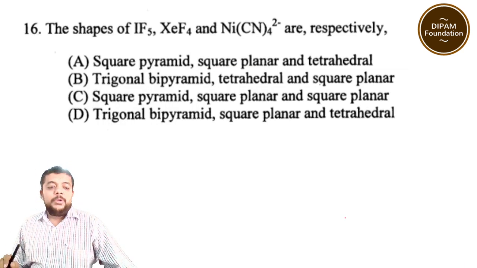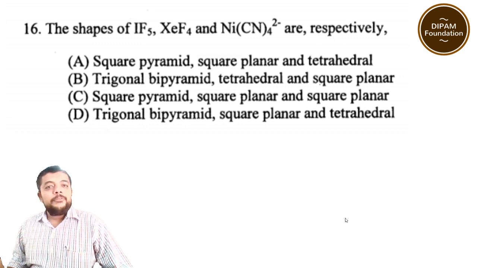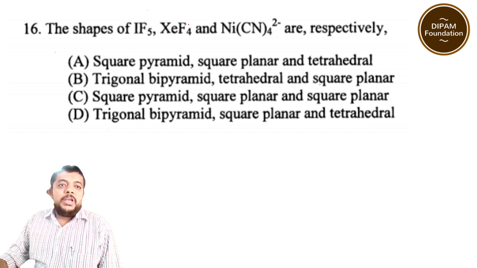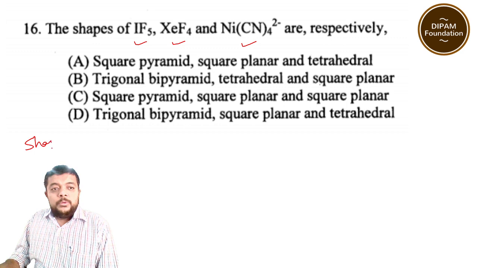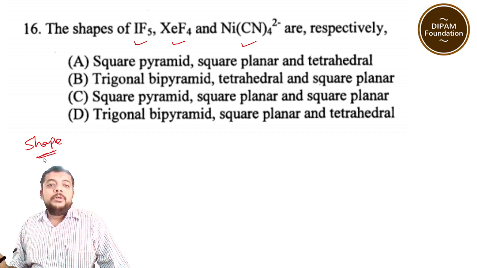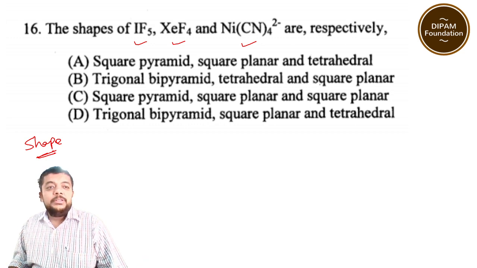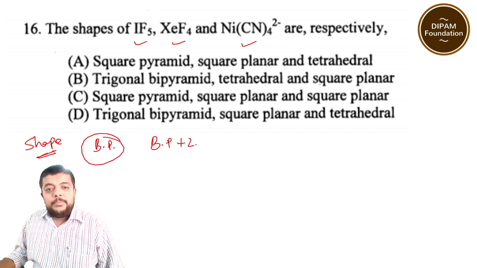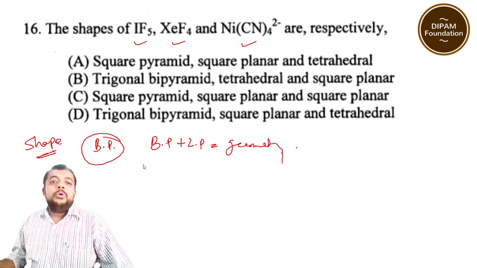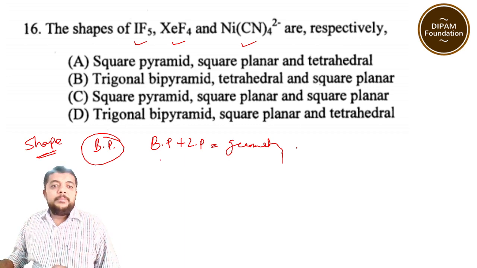Most of the examples that we are going to discuss, or rather which I have included over here, are from the previous year's question paper. The shape of IF5, XeF4 and [Ni(CN)4]2- is asked. If we look into the question very properly, we are supposed to mention the shape, not the geometry. So be very precise that we are supposed to give the answer based on the bond pair alone, because we know very well now that bond pair plus lone pair together will result into geometry, but when it comes to shape, it is the bond pair that plays the key role.